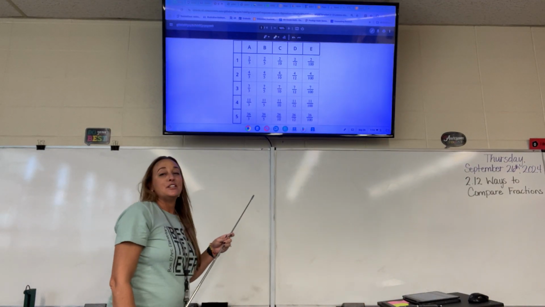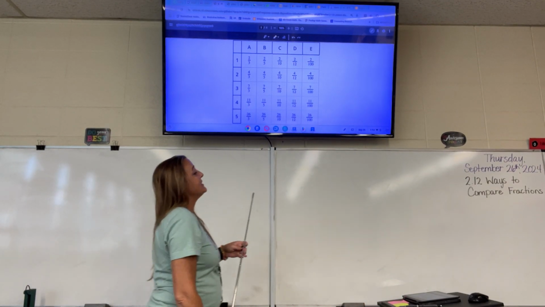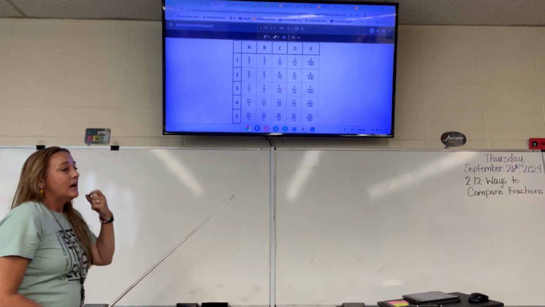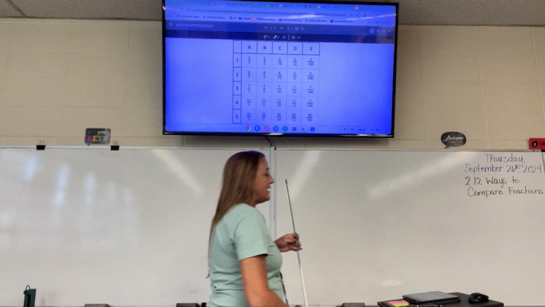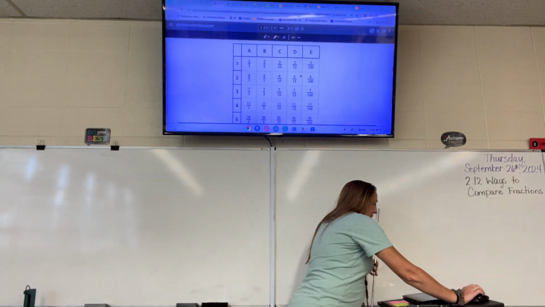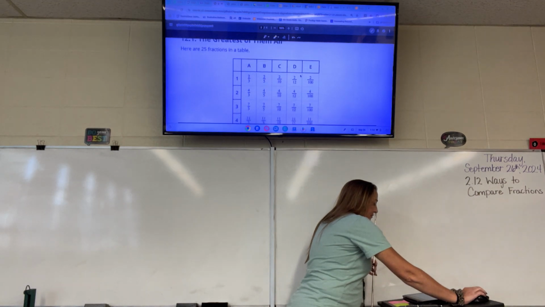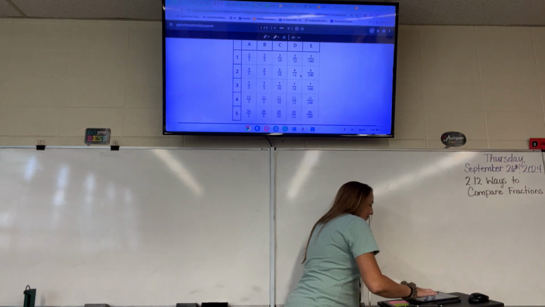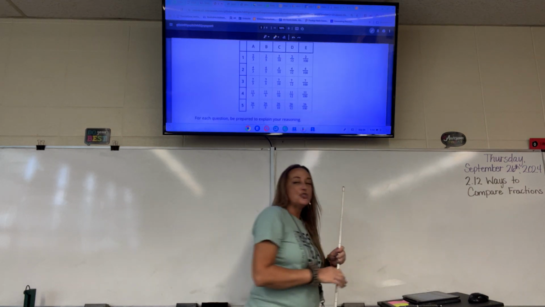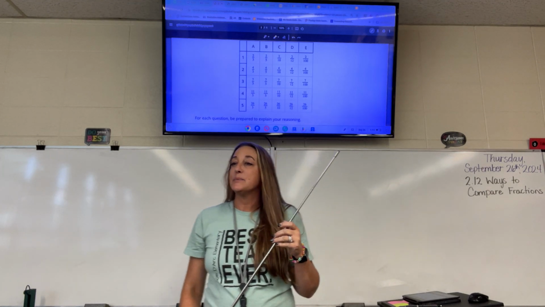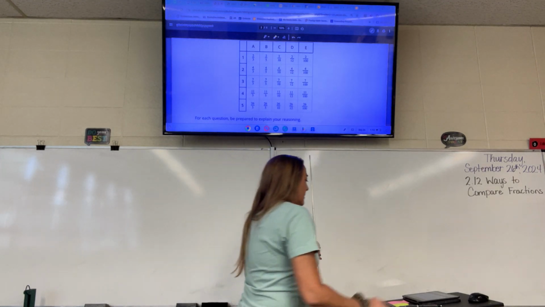Today we're doing lesson 2.12, ways to compare fractions. All right, so we've done the math warm-up. We're on page 91 now. It says here are 25 fractions in a table. For each question, be prepared to explain your reasoning.